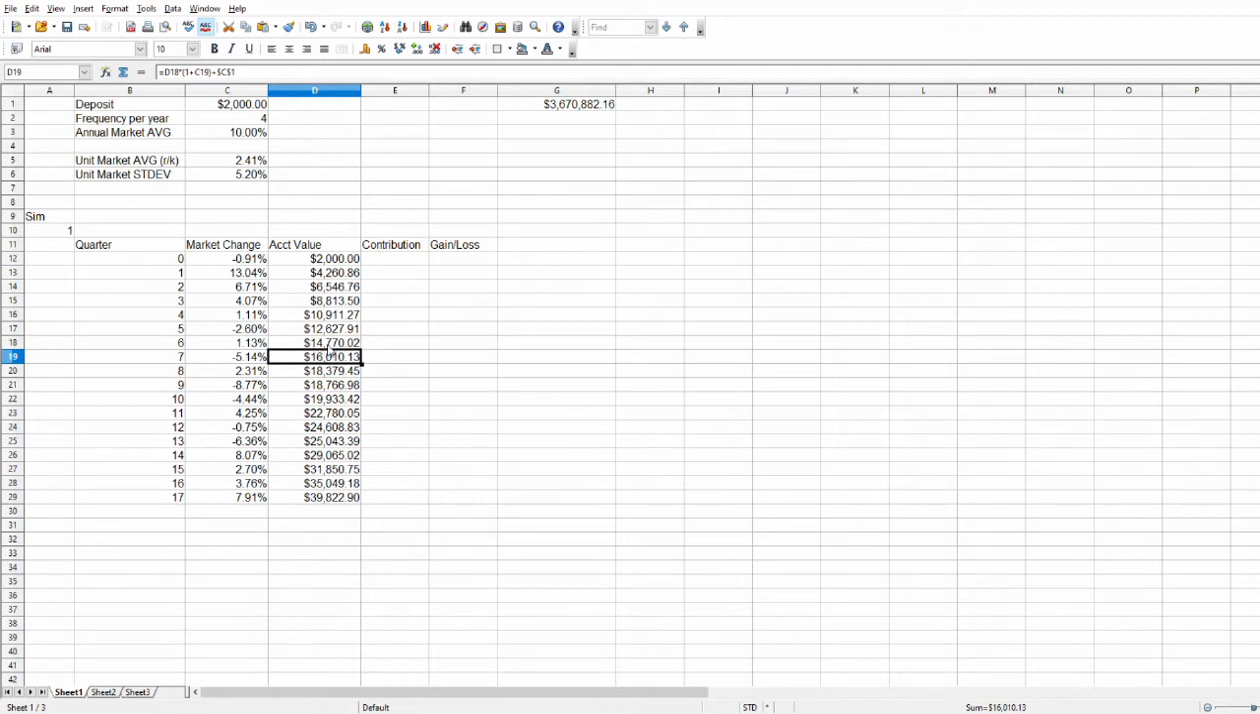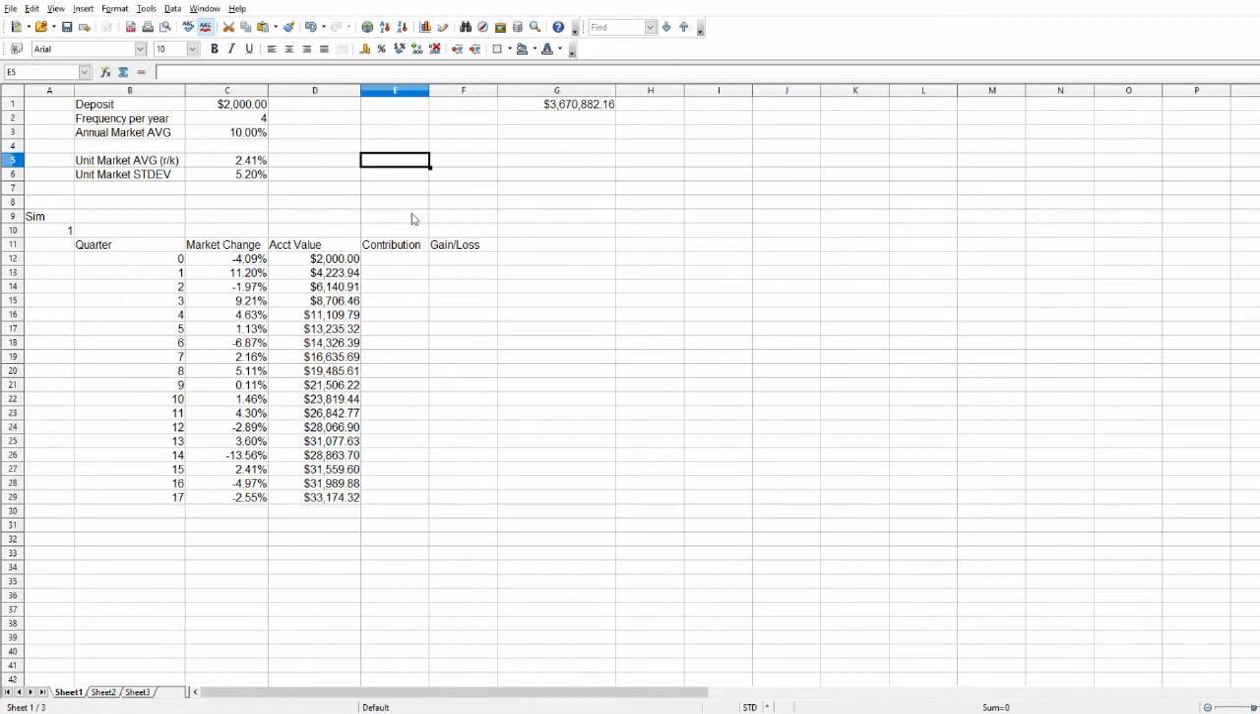But this $14,770 that was in the bank account before dropped by 5.14%, and then I add an extra $2,000. If I click on an empty cell and I hit F9, those numbers change. Click on an empty cell, hit F9. I can keep hitting F9, and I keep getting different simulations.